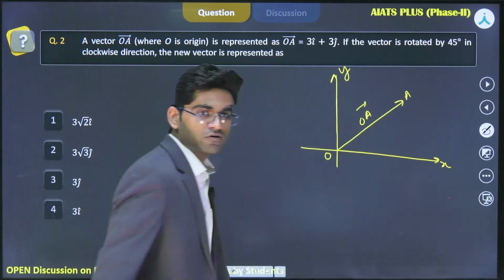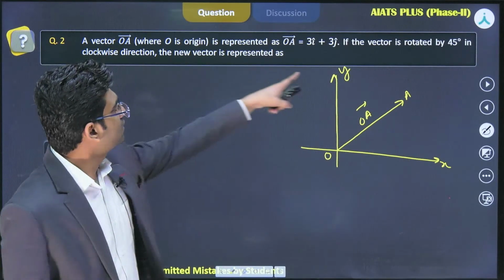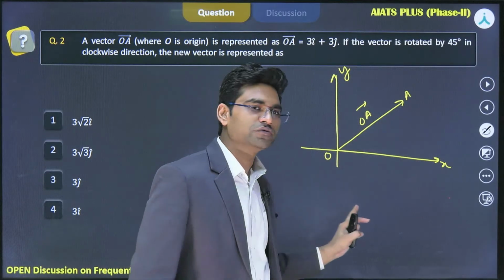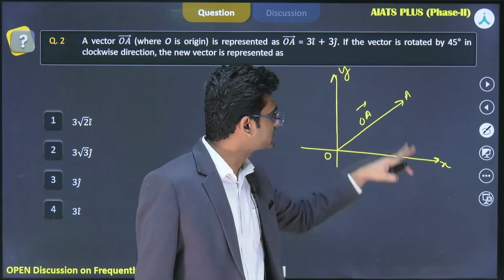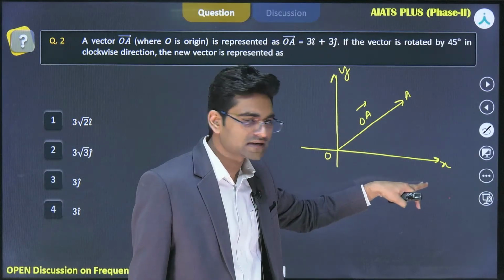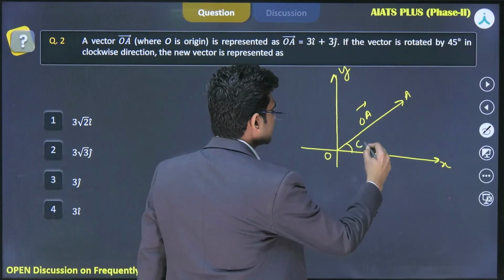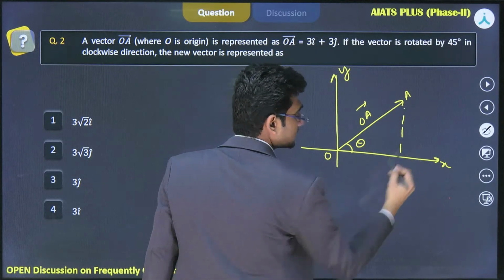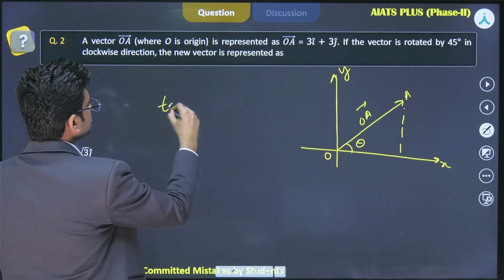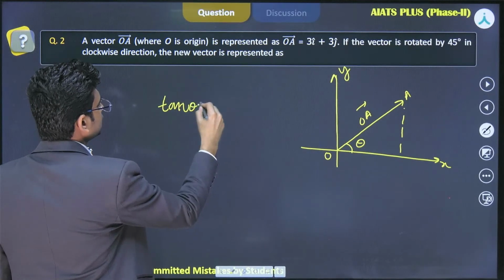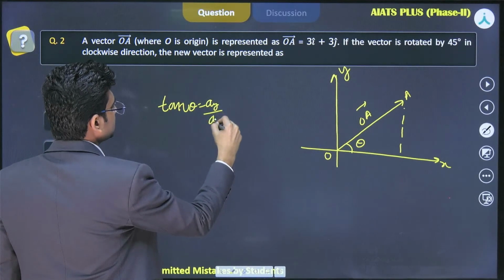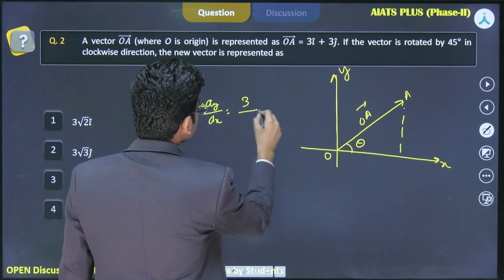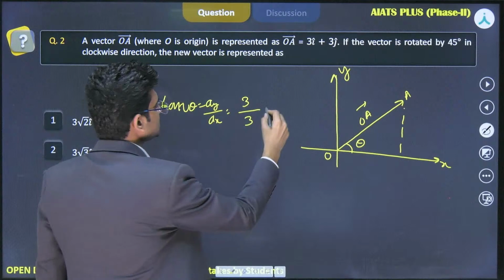Now let's find out. We have to rotate this vector by 45 degree in clockwise direction. But first I have to know what is the direction of this vector with respect to x-axis, right? So first let's find out this angle theta. Again, we know the drill, right? So tan theta is equal to ay by ax. What is ay? This is equal to 3. What is ax? This is also equal to 3. So this is equal to 1.